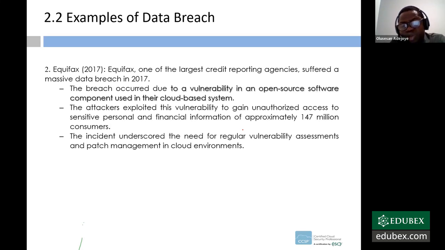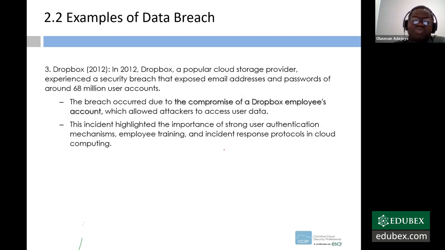Aside from control and monitoring, vulnerability assessment and patch management is also very important, and we need to pay attention to it. Number three, Dropbox 2012. Of course, we know Dropbox to be a cloud storage provider, but a breach exposed the email addresses and passwords of 68 million users. This breach was made possible due to the compromise of a Dropbox employee's account, which allowed the attackers to access user data.